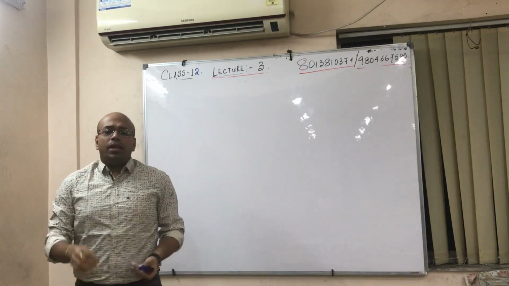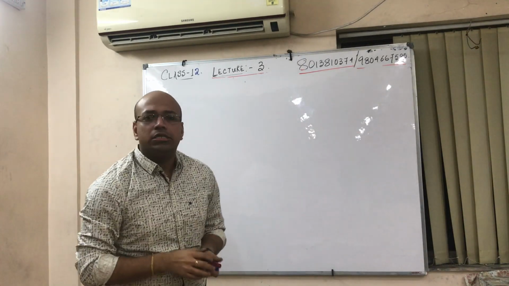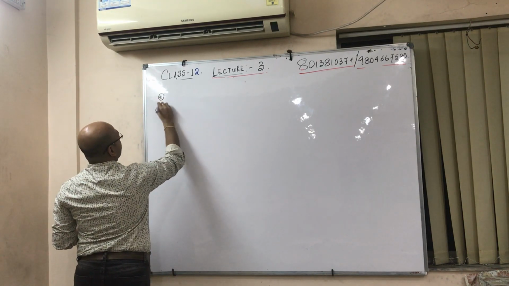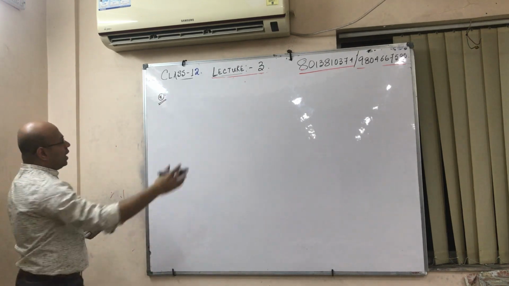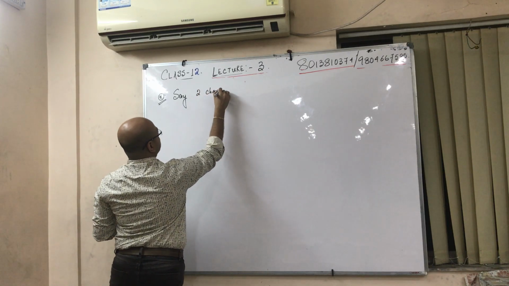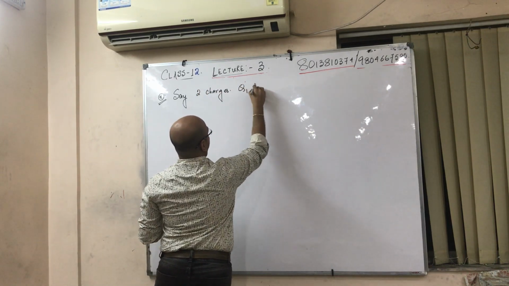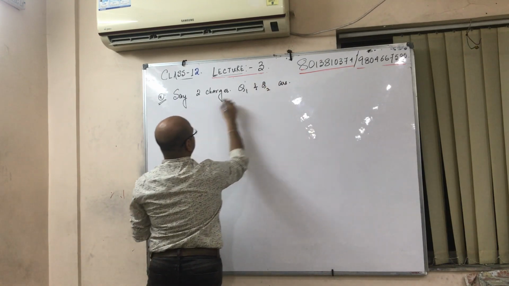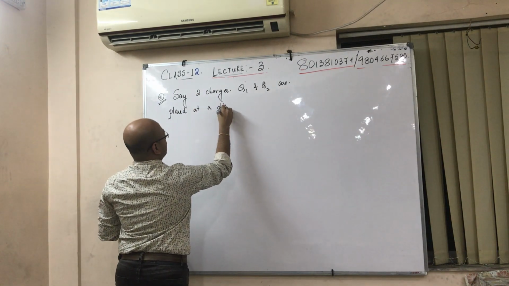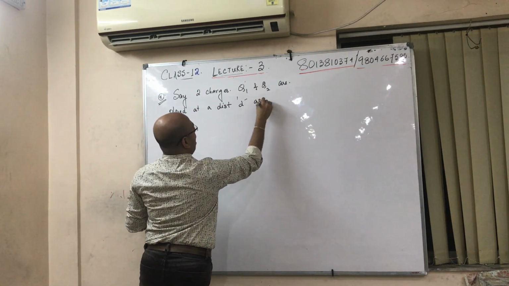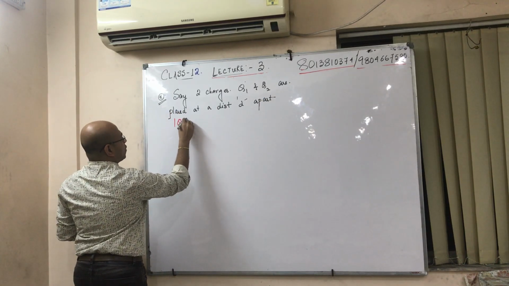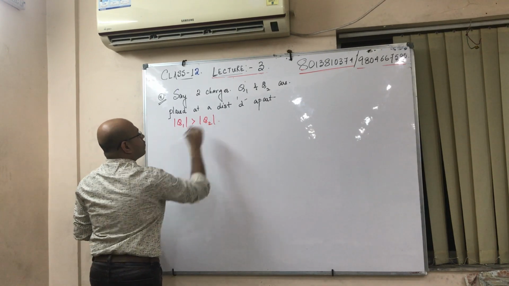Now, let us deal with some basic numericals which do come in our school exams and in our competitive exams. Very beautiful numerical. Let me talk about it. Say two charges Q1 and Q2 are placed at a distance d apart, keeping in mind that mod of Q1 is greater than mod of Q2.